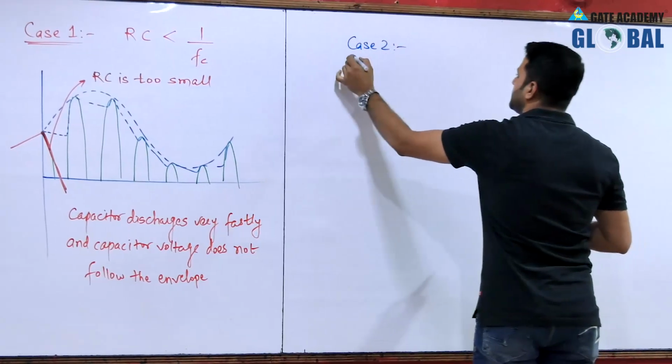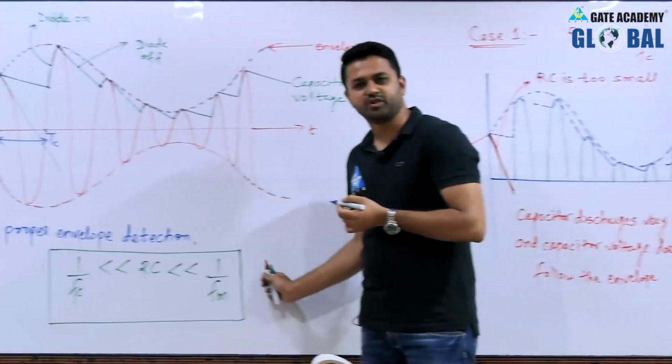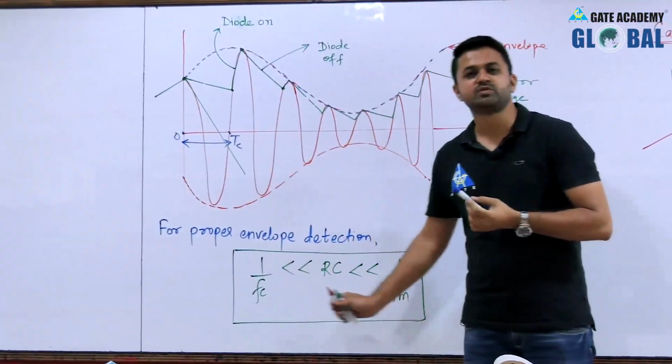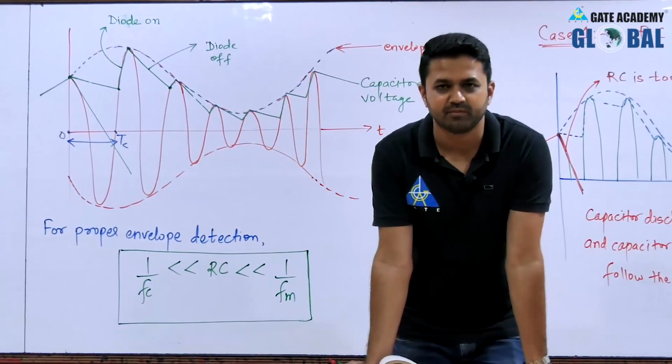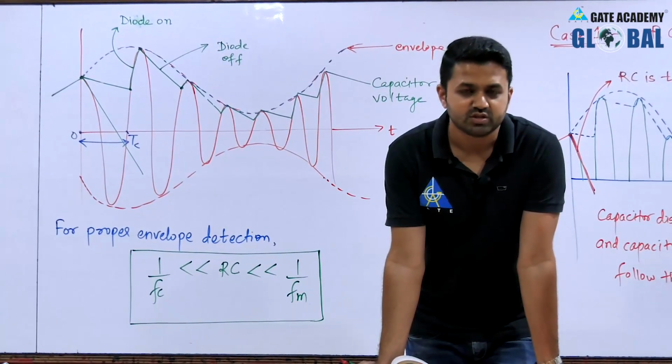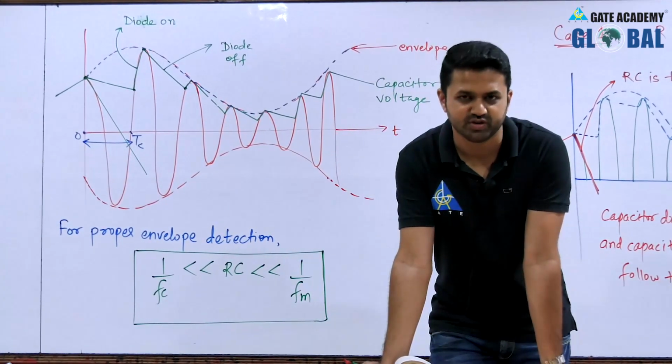Now, case 2, what will happen if the RC is greater than 1 upon Fm? So, we have understood that if the RC is less than 1 upon Fc, it does not follow the envelope. So, for this we have to keep this RC greater than 1 upon Fc.